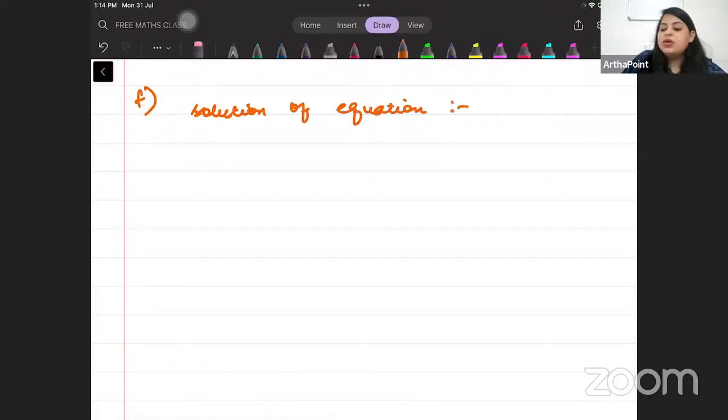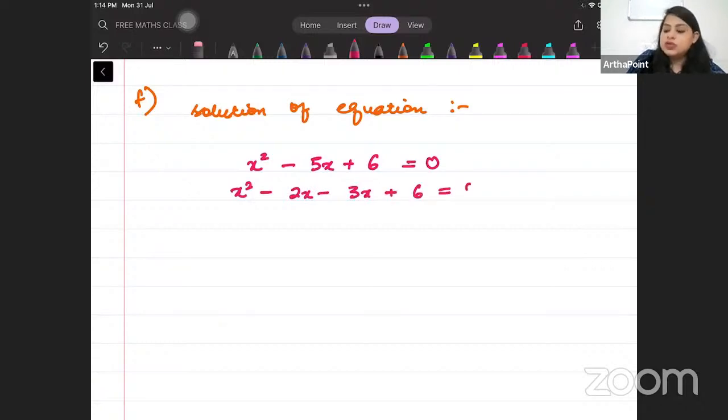Just for example, if I go ahead and I say, acha, what is the solution of x square minus 5x plus 6 equal to 0? What will you tell me, beta? It will be x square minus 2x minus 3x plus 6 equal to 0. So I take x common, x minus 2, take minus 3 common, x minus 2 equal to 0.